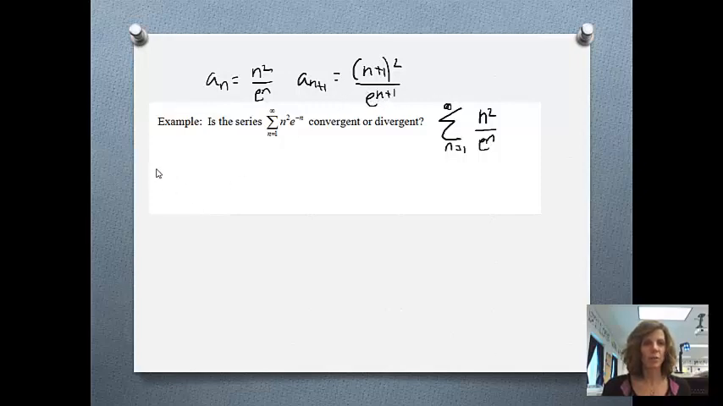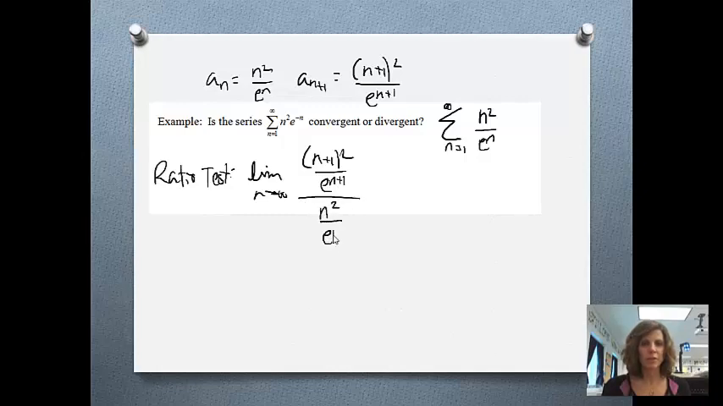So now what we're going to do, if I use the ratio test, and we'll always let our reader know what test we're doing, we'll be finding the limit as n approaches infinity of n plus 1 squared over e to the n plus 1 divided by a sub n, which is n squared over e to the n. So we're going to multiply by the reciprocal, and that will be e to the n over n squared.